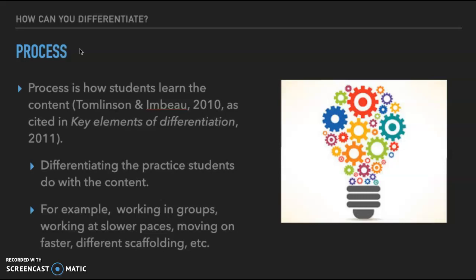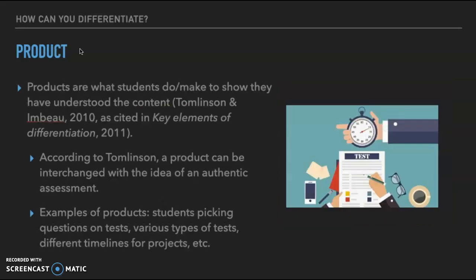They could learn at a slower pace or a faster pace, or students may need differentiated scaffolding. You can also differentiate via the products. Products are what students do or make to show how they have learned the content over the course of the unit. An example of products are students picking questions to answer on a test, various types of tests, different timelines for products, or different versions of projects.